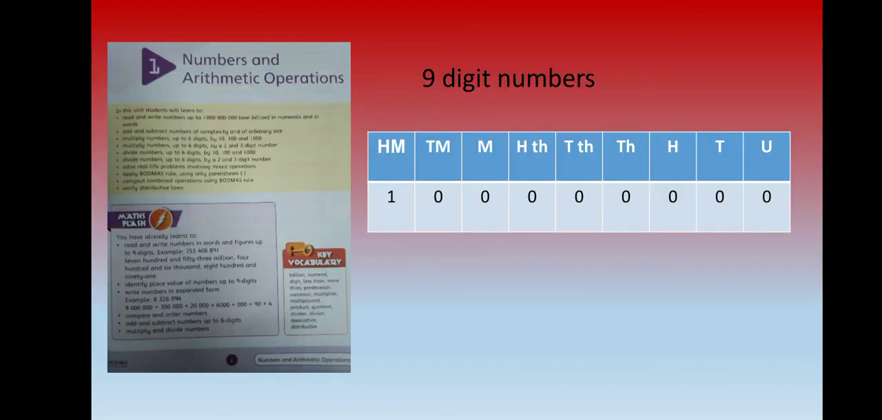In our previous class, we studied 9-digit numbers that started from units up to 100 million. So basically the places were units, tens, hundreds, thousand, 10,000, 100,000, million, 10 million and then 100 million. So they count up to 9 digits.